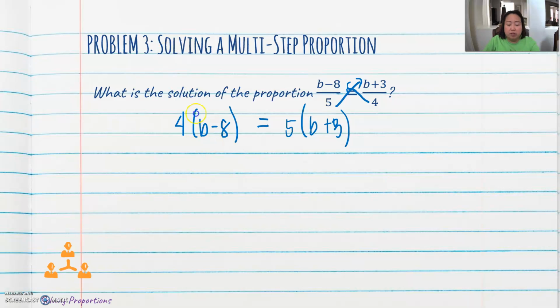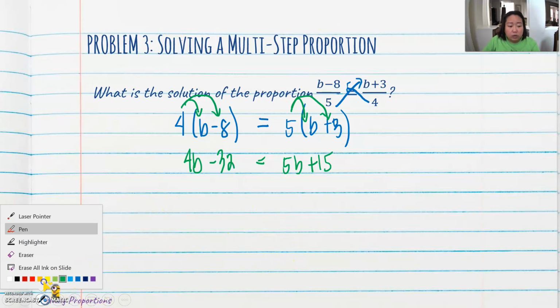Because we have a grouped expression with a multiplier on the outside, we will have to do our distributive property first. So this will be 4b minus 32 is equal to 5 times b, that's going to be 5b, and this is going to be 5 times positive 3, which is plus 15. And as you can see, our variable is on both sides of the equation. And so what technique do we need to use?